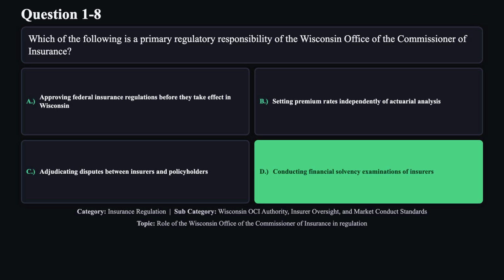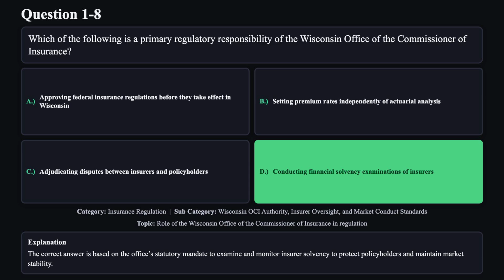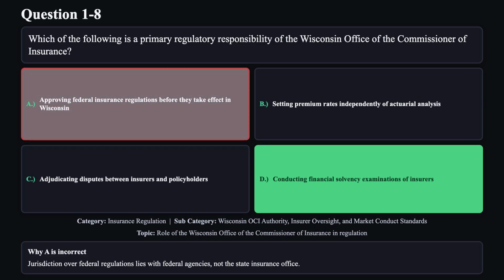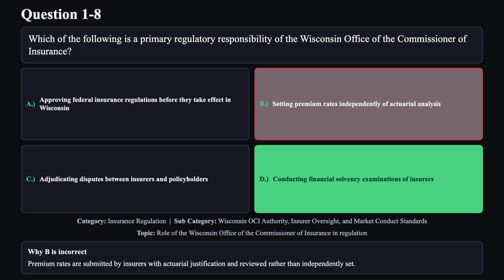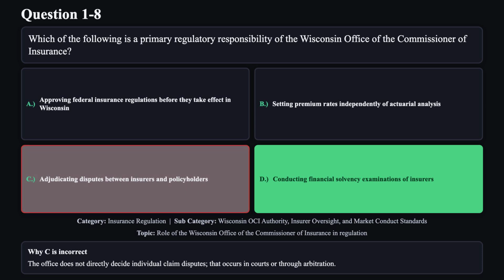The correct answer is D. The correct answer is based on the office's statutory mandate to examine and monitor insurer solvency to protect policyholders and maintain market stability. Reason A is not correct. Jurisdiction over federal regulations lies with federal agencies, not the state insurance office. Reason B is not correct. Premium rates are submitted by insurers with actuarial justification and reviewed rather than independently set. Reason C is not correct. The office does not directly decide individual claim disputes. That occurs in courts or through arbitration.